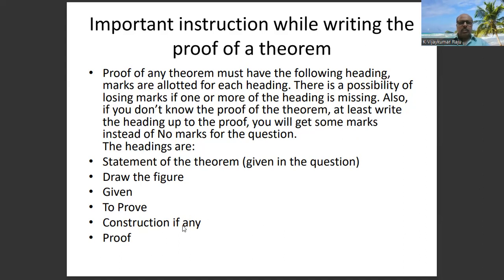Then construction, if any. That means in some figures we need to modify the figure a little in order to prove it. In some, it's whatever is there. So here in this theorem, you need to draw one perpendicular, and just write this. So you write these 4 steps also. Instead of getting no marks, they will give at least 1 mark for the whole question, because if the question is for 5 marks or 4 marks, definitely you'll get 1 mark if you have written all these 4 steps.